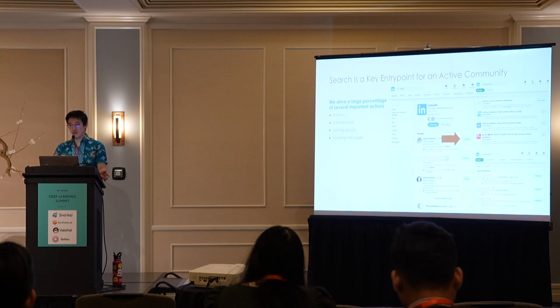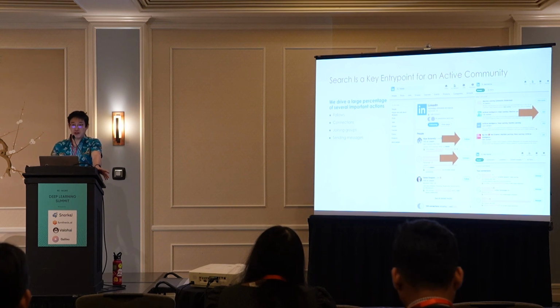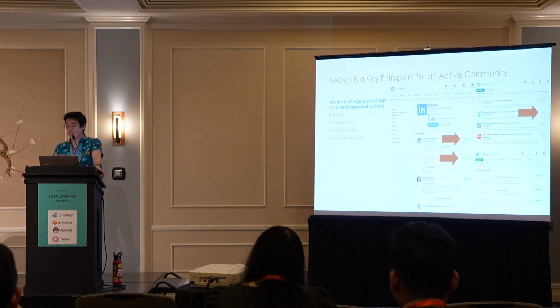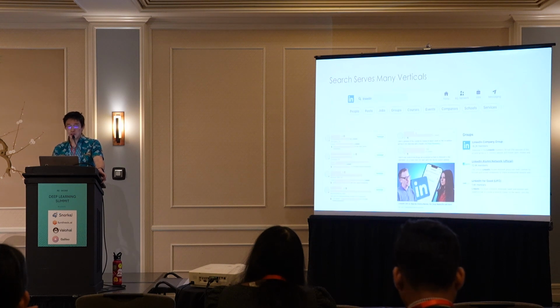Some examples: if you were to search on LinkedIn for LinkedIn itself, you might find people that you can follow. You might find people that you can connect with. Let's say you try looking up deep learning on LinkedIn, and you wanted to find groups of like-minded people. You might find a group here that you can join, which is a pretty significant action. And if you tried looking up deep learning people, you may even be able to message them. So this is just a small sample of types of actions that overall LinkedIn finds very important for keeping the community alive. Another thing that is useful to know about search at LinkedIn is that we serve many verticals.